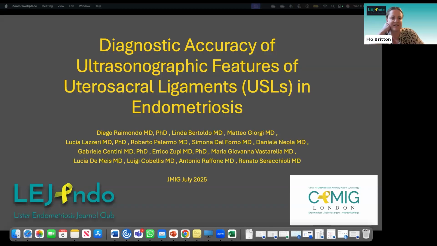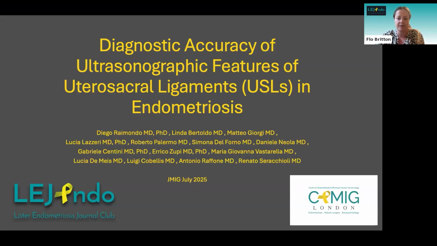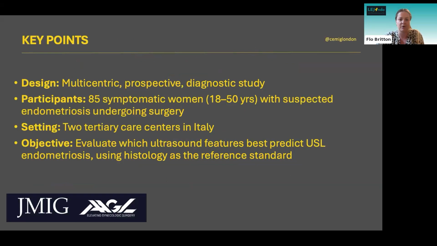Thank you. I'm going to present on this paper, which was published this month in JMEG by Serraccioli and his colleagues in Italy, looking at the diagnostic accuracy of ultrasonographic features of uterosacral ligaments in endometriosis. So this study focused on improving preoperative diagnoses of uterosacral ligament endometriosis. It was a multi-center prospective diagnostic study. It included 85 women who then went on and had laparoscopic resection of endometriosis.